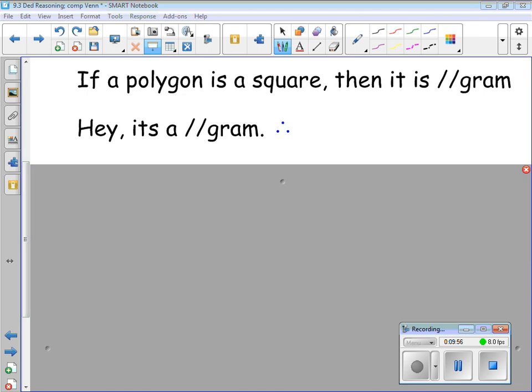All right, here you go. If a polygon is a square, then it's a parallelogram. Hey, it's a parallelogram here. Write your conclusion, and then come back and check your answer.